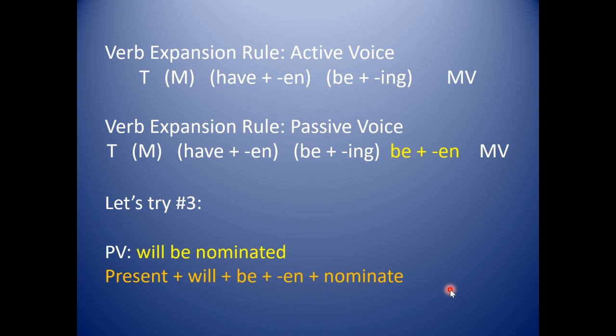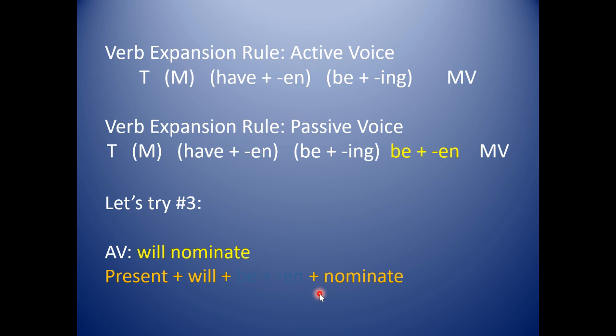Let's try one more. Will be nominated. Well, the passive voice would be the present of will, all right, and then there's be, and then en goes with it because it's be plus en, and then there's nominate, and that gives me will be nominated. Well, I make the be plus en disappear. When I glue it back together, that's pretty easy. It's will nominate, and that's the active voice. Once again, I've gone from 3 words to 2 words, and therefore I've moved it from passive to active correctly.